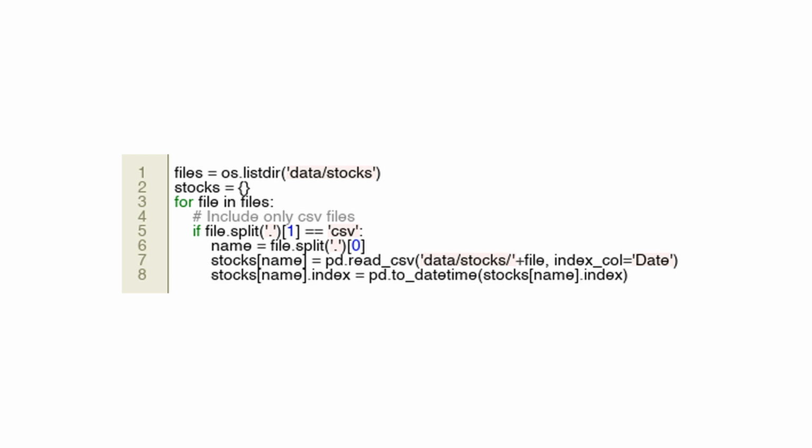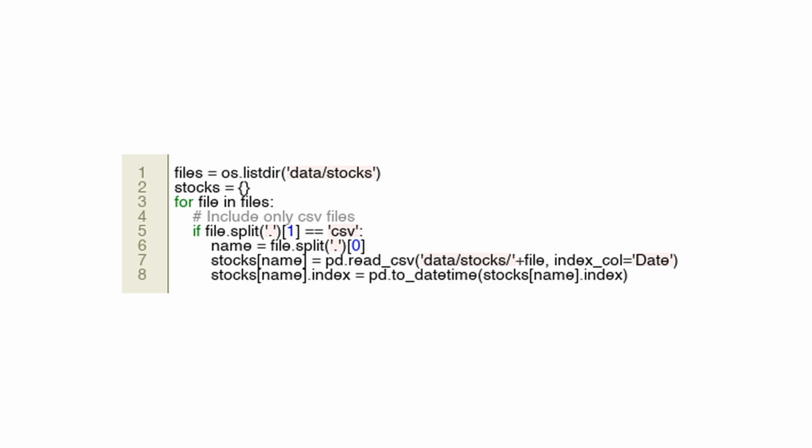In the next step, the code iterates over every file in the obtained list of files. Within the loop, it checks to see if the file extension is CSV, indicating that the file is a CSV file. If the file is a CSV file, the code splits the file name at the period to separate the name from the .csv extension, and the name part of the file without .csv is used as a key in the stocks dictionary. It then reads the CSV file into a pandas data frame using the pd.read_csv function, with the date column set as the index of the data frame. After reading the data, the script converts the index, which is the date column, to a pandas datetime object to enable time series operations, and assigns this data frame to the corresponding key in the stocks dictionary.